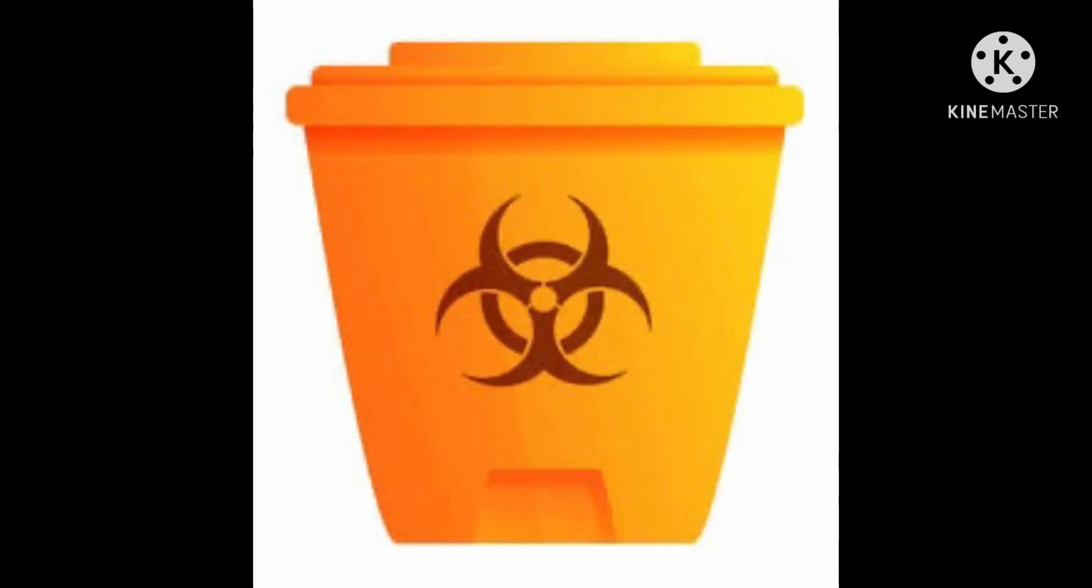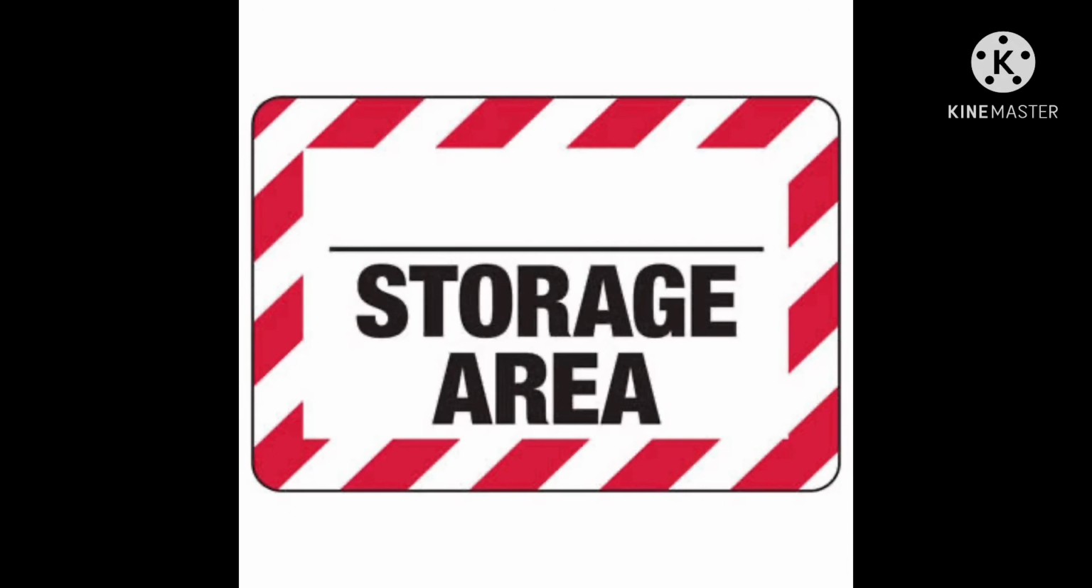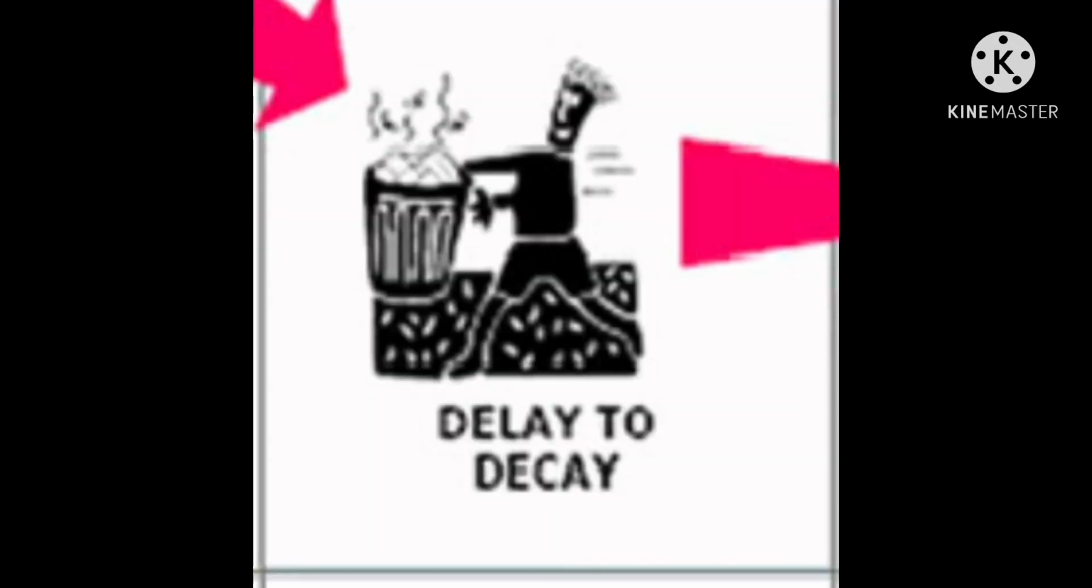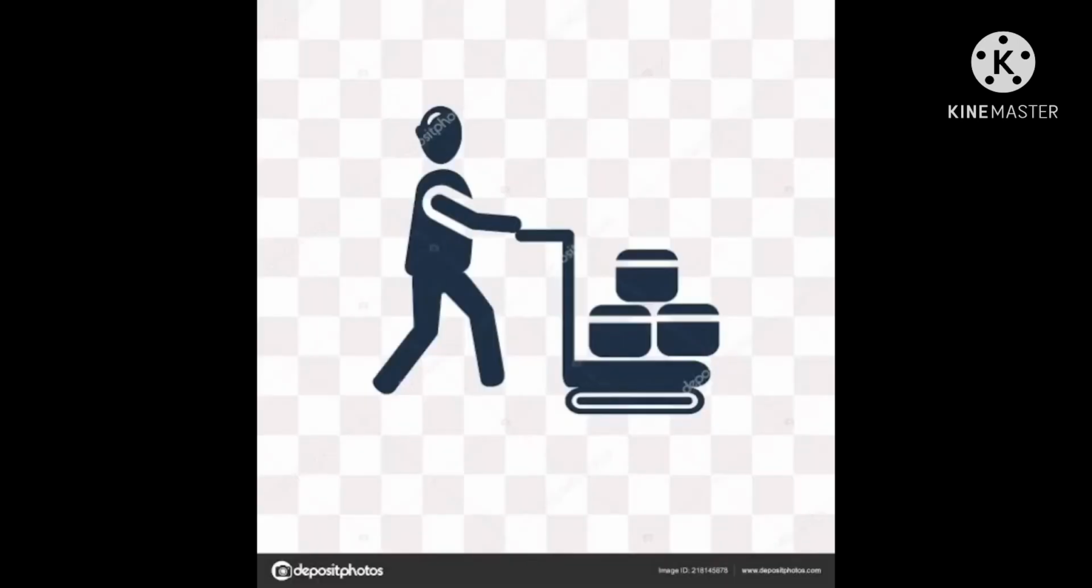After storing the radioactive waste in the orange container, these wastes are placed in the designated storage area, and then the wastes are now delayed to decay. After that, they are collected by the supplier and disposed of also by the supplier.